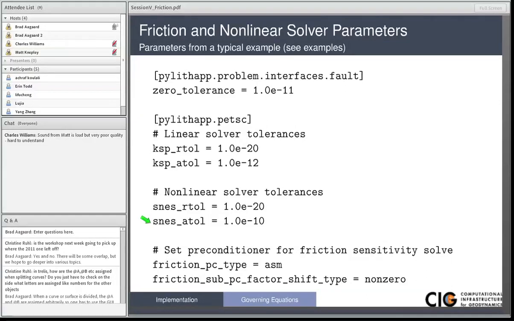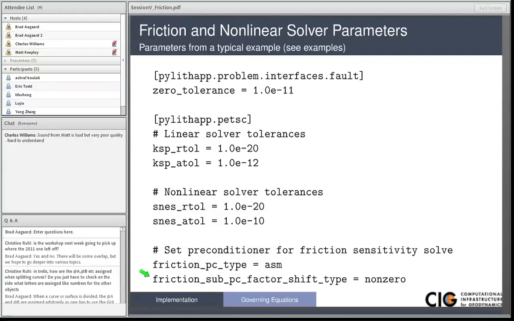Also, within that friction inner solve, we have an additional linear system where we can improve or optimize the solver parameters. If you look in our 3D Hexade examples, you see that we're setting the friction PC type to additive Schwarz, and then the friction sub PC factor shift type to non-zero. These are our general additive Schwarz parameters that we're now applying to that friction inner solve, rather than just using the default PETSc values. We'll look at this in more detail when we do a hands-on example.